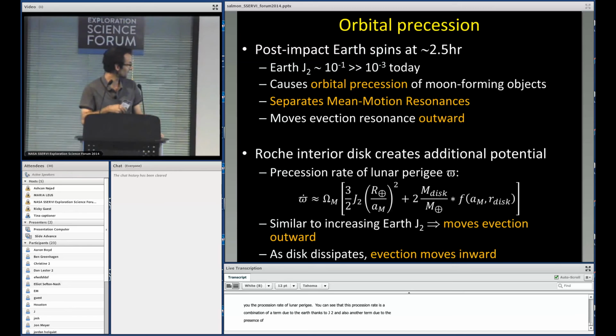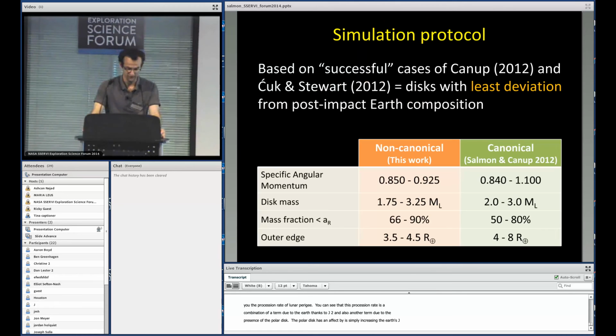So the prolunar disk is going to have an effect which is similar to simply increasing the Earth's J2, so it's going to move the evection initially substantially outward. However, as the disk dissipates, this term is going to get smaller and smaller, eventually dissipate completely, and the evection is going to move inward.